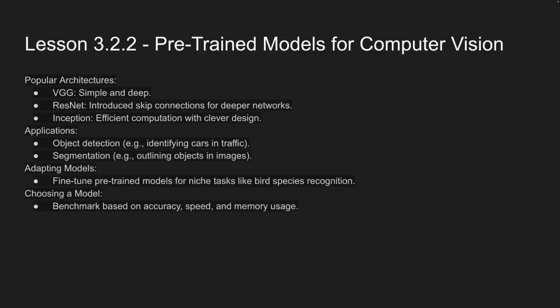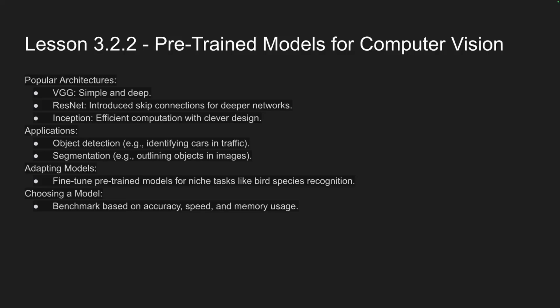Researchers and practitioners often compare models based on metrics like accuracy, speed, and memory usage. For example, ResNet might perform slightly better than VGG on certain tasks, but it could also be faster and more efficient. It's all about finding the right balance for your specific needs.